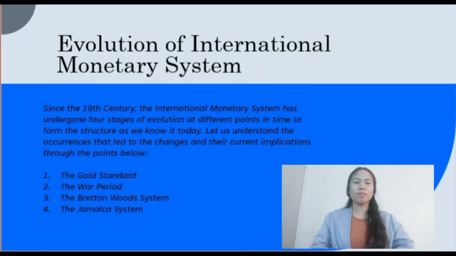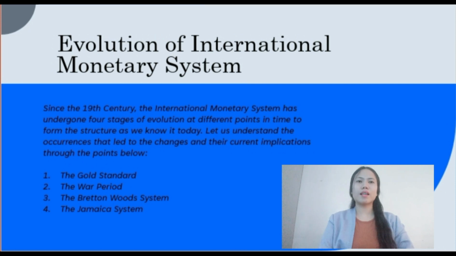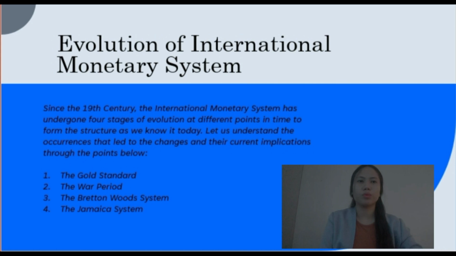Hello everyone, my name is Melody Manalo and my topic is the evolution of the international monetary system. Since the 19th century, the international monetary system has undergone 4 stages of evolution at different points in time to form the structure as we know it today. Let us understand the occurrences that led to these changes and their current implications through the points below.